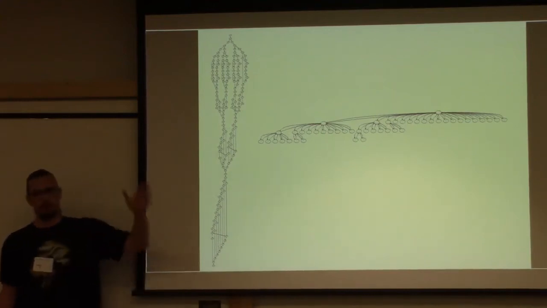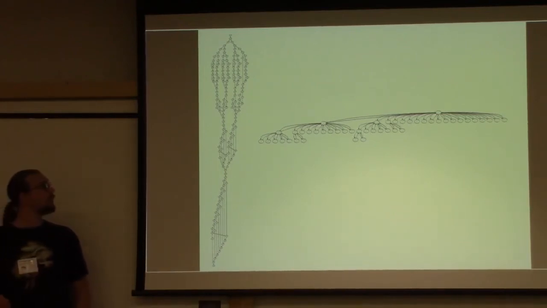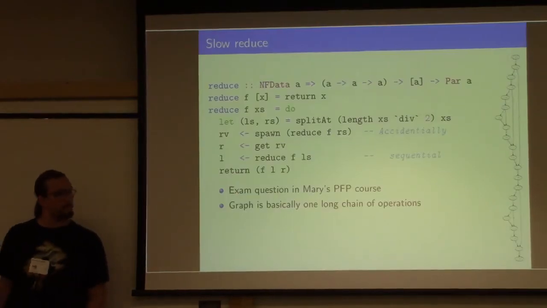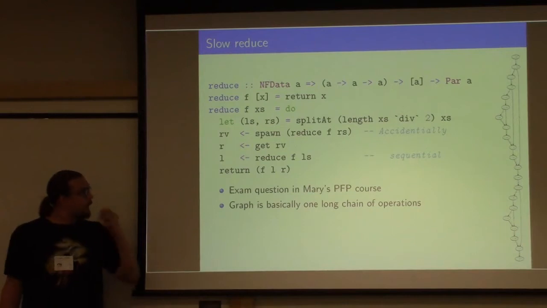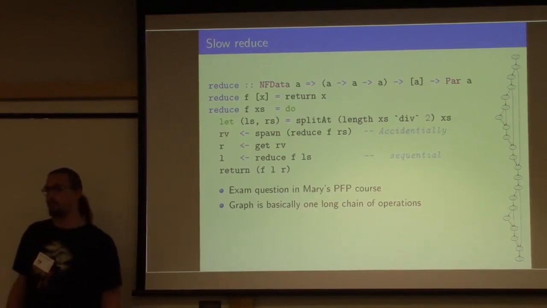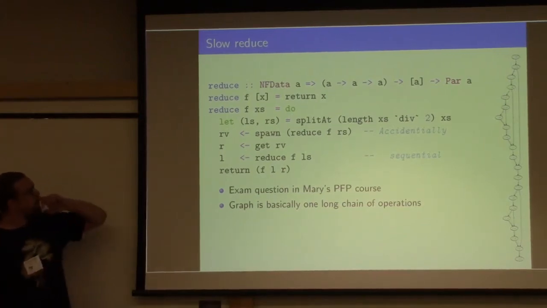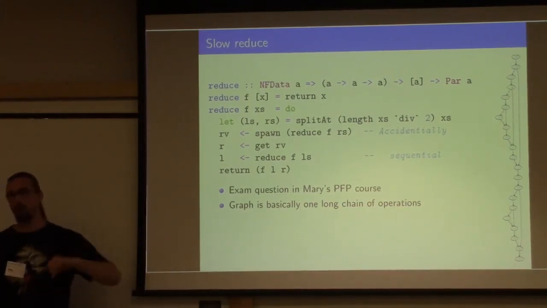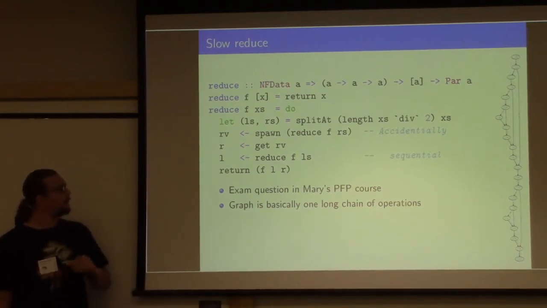And we can see that there is some opportunity for parallelism just by looking at this. But now we'll look, very briefly, at how we tackle an exam question from Mary's parallel functional programming course. In the exam question, the students are provided with a buggy version of the reduce function which runs slowly. And why does it run slowly? Well, the task of the students is to fix the implementation by introducing a small change.